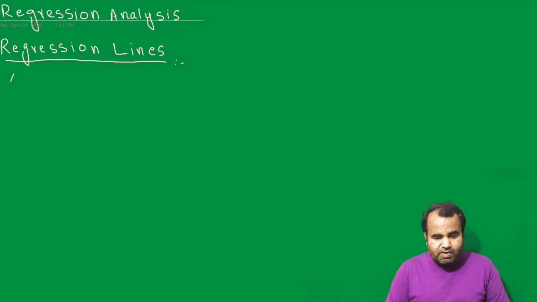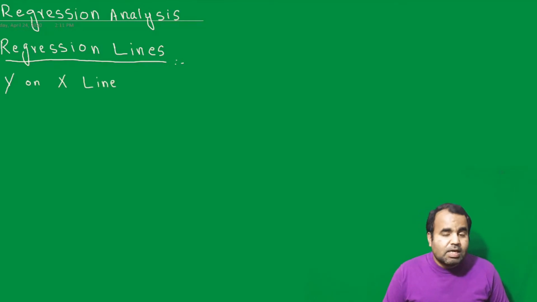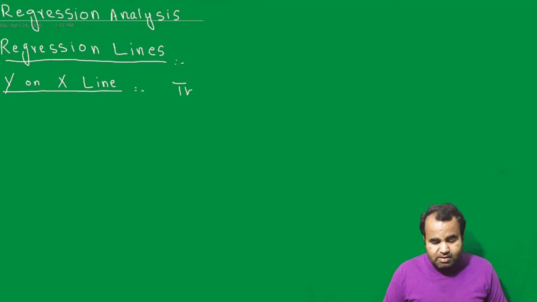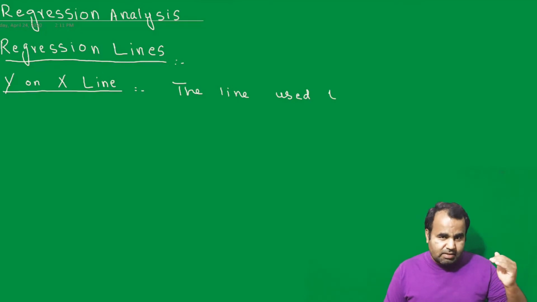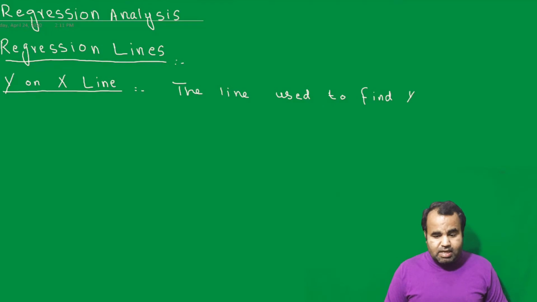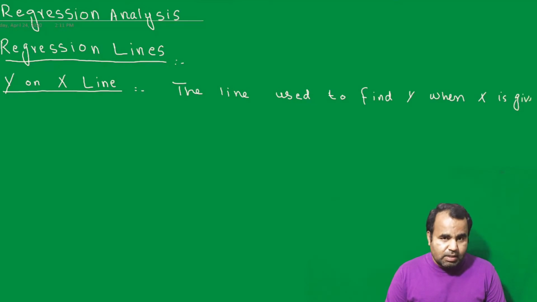Regression line y on x. The first line is the regression line y on x. This is the line which is used to find x or y. The first variable is x and the second variable is y. So the line used to find y when x is given is the regression line y on x.